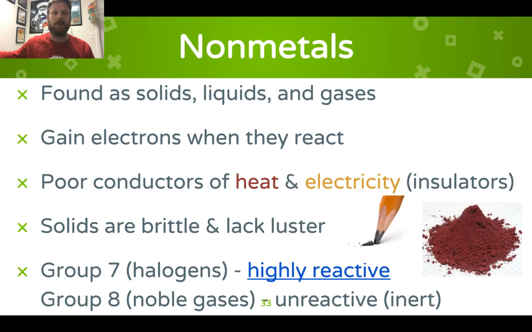Nonmetals are on the right side of the periodic table. If you look at the symbols and the colors of the symbols on the periodic table, you can find them as solids, liquids, or gases. When they react, they're going to gain electrons instead of lose them. They are terrible conductors of heat and electricity. They are insulators. If they are in the solid form, like graphite from a pencil, we all know, a bunch of carbon atoms, they're very brittle. Okay, they're not very shiny. They don't have a luster like a metal does. And when you look at the nonmetals, the most reactive nonmetals are actually in group 7. Group 8, the last column on the periodic table, called the noble gases, they are totally unreactive or inert.